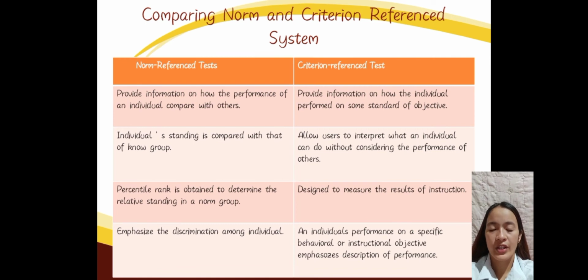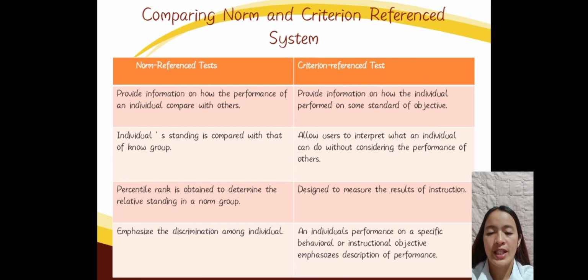Comparing norm and criterion reference system. In norm reference test, it provides information on how the performance of an individual compares with others. In criterion, it provides information on how the individual performed on some standard of objective. In norm, individual standing is compared with that of known group. In criterion, allow users to interpret what an individual can do without considering the performance of others.